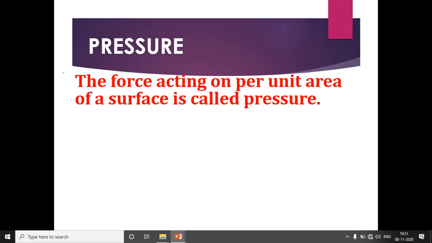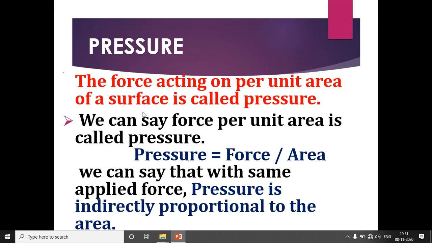The force which is acting on a unit area of a surface is called pressure. So the force which is acting on a particular area of a surface is called pressure. We know that in a surface each portion can be divided as area. We can say force per unit area is called pressure. So it can be derived by the formula: pressure is equal to force by area.